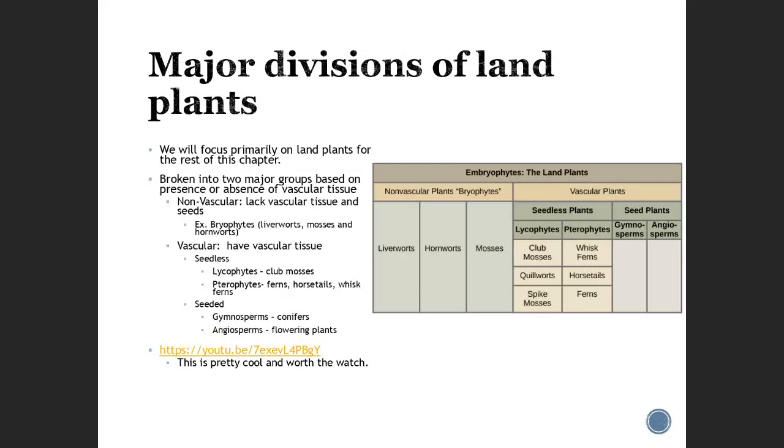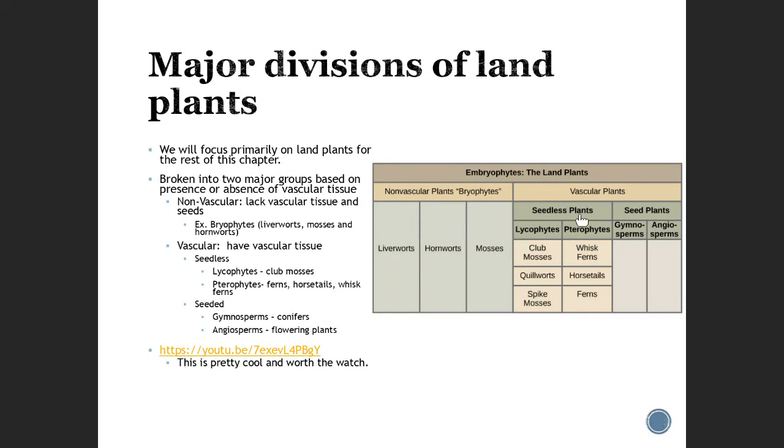So you'll see this show up, and this is how we're going to break it up. And like I said, this book primarily focuses on land plants, but we're going to break it up into two big groups. So we're going to have the non-vascular and then the vascular plants. So the non-vascular are going to lack vascular tissue and seeds. So it's going to be this small group right here. And we'll talk about them a little bit in detail in the next lecture.